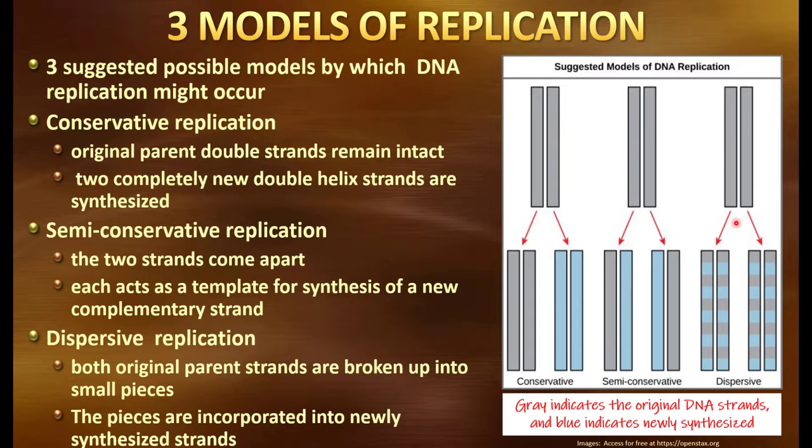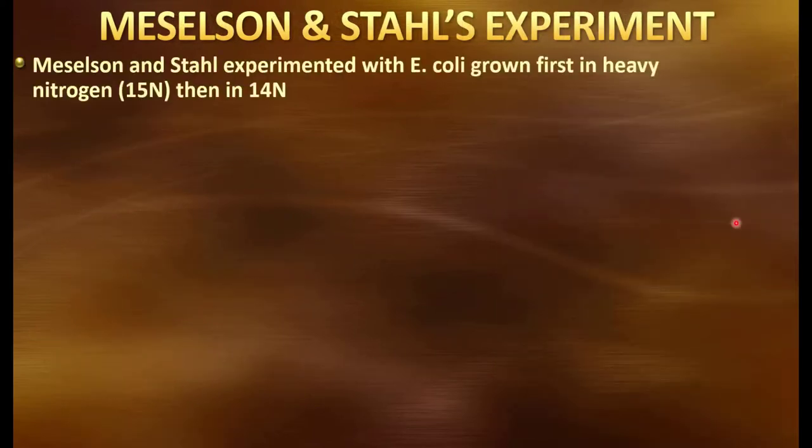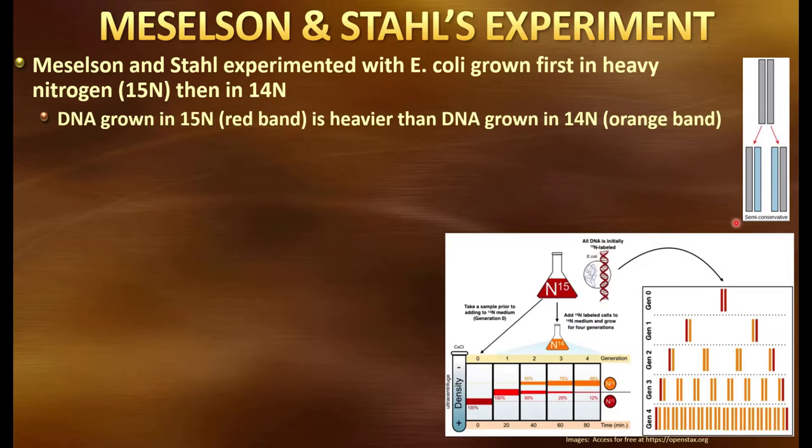Now we want to look at an experiment that determined which one of these models was accurate. These experiments were done by Meselson and Stahl. They used bacteria, and they also used isotopes. They used an isotope of nitrogen that is a heavy nitrogen, so it has a molecular weight of 15 instead of 14. They took this DNA that they had synthesized in heavy nitrogen so that all of the bases in that DNA molecule would have this isotope that is heavier than regular nitrogen.